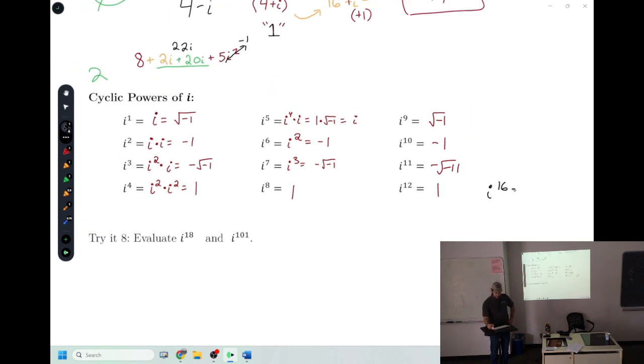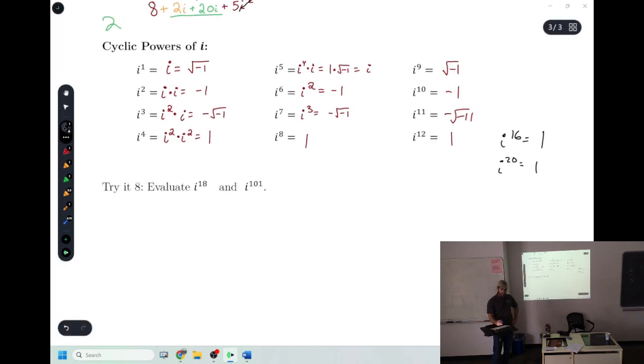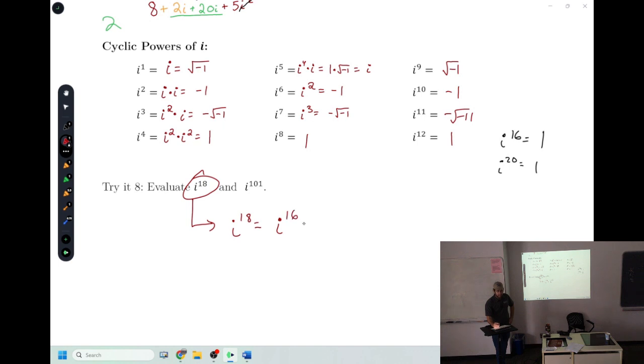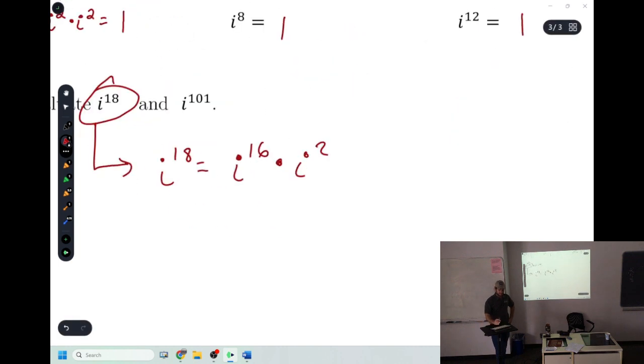What about at i to the 16th? What about i to the 20th? What about i to the 18th? How did you know? Maybe. Yes. How else can you write it? That's really cool. i to the 16th times i squared. And what is i to the 16th?